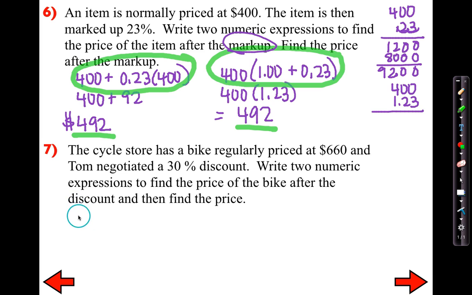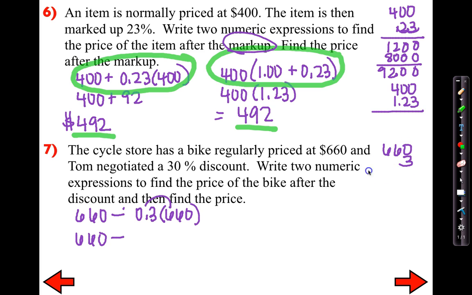So the very first option is to take the $660, and since it's a discount, subtract 30% of that $660. You can think of it as distributing a negative 3/10 and subtracting that. Let's do some side work. 660, let's just multiply it by 3 for a second, and then move the decimal over one spot. So he's basically saving $198. That would be the discount.